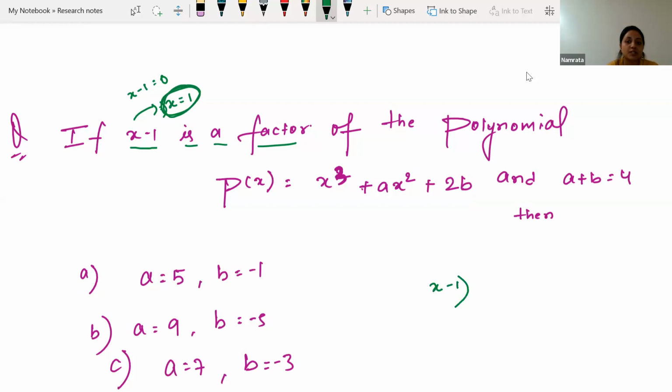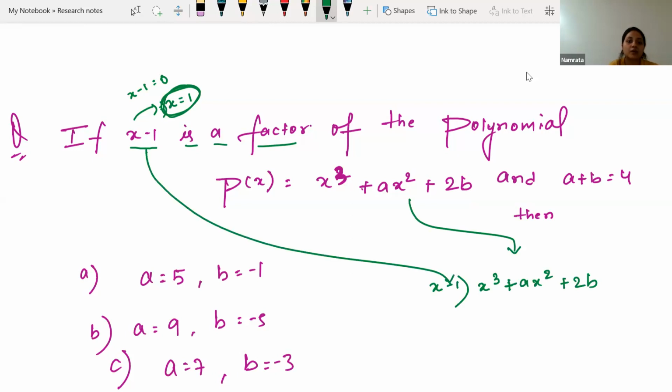Basically, we have to do the division of the polynomial x cube plus a x square plus 2b. This polynomial we have to divide by x minus 1. This is called the divisor, and this is called the dividend. So basically we have to apply the long division method. But since we only want to know the remainder, there is a shorter method.